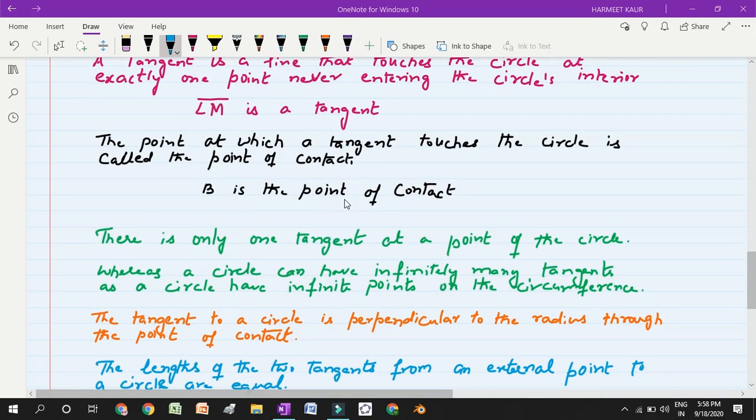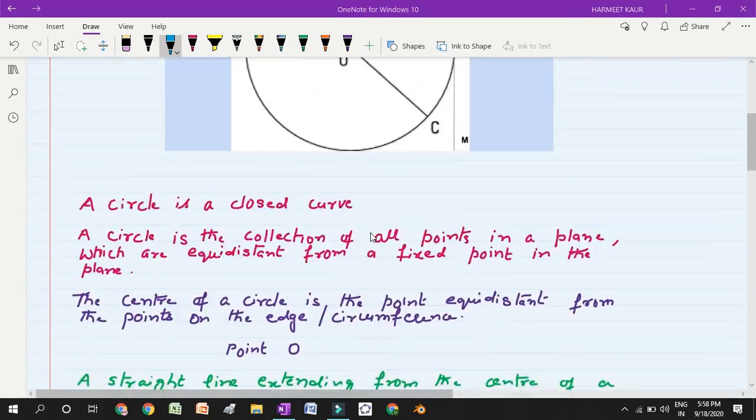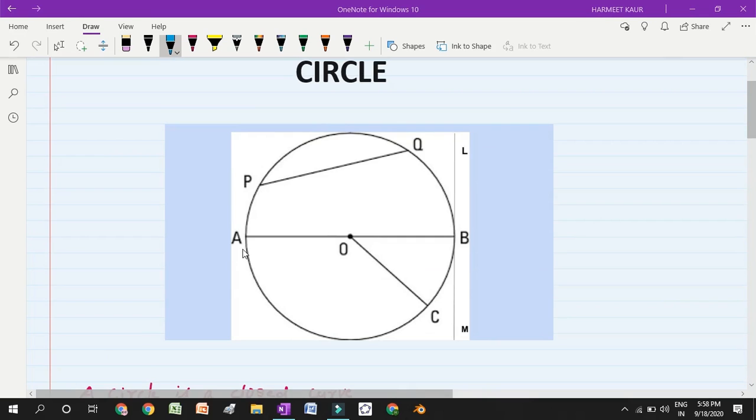So here B is the point of contact, and you can see the line segment LM. It can be a line or a line segment, and it is intersecting or touching the circle from outside at point B. There is only one tangent at one single point on a circle. Likewise, we have so many points in this figure. So if we want to draw a tangent at a single point, like you can see here, LM is a tangent. It is at one point only.